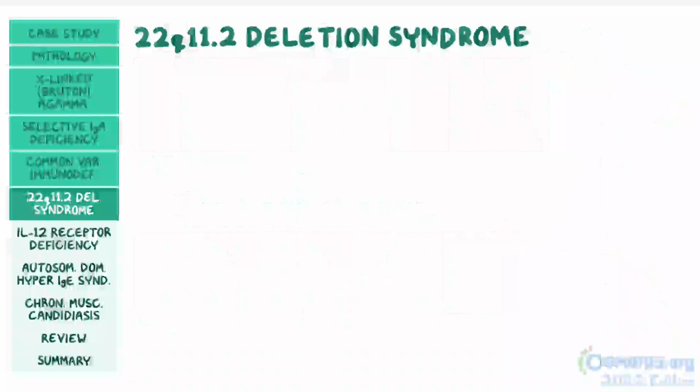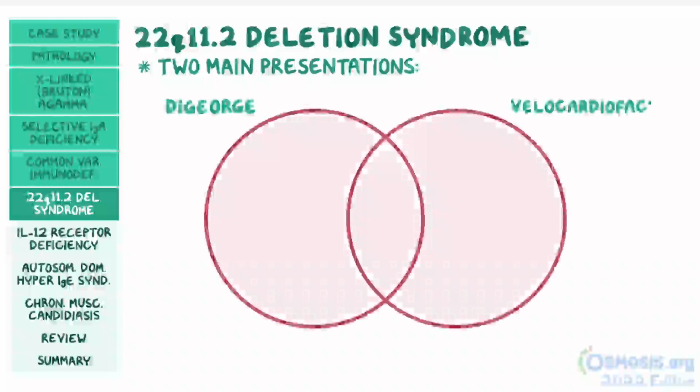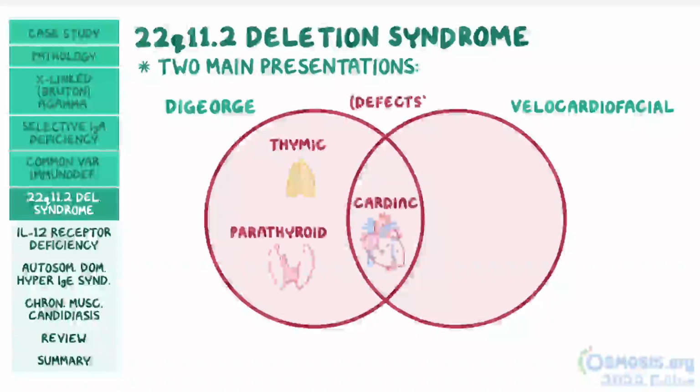As we said earlier, you must absolutely know that there are two main presentations of 22q11.2 deletion syndrome: DiGeorge and velocardiofacial syndromes. These have overlapping features, however, DiGeorge syndrome mainly presents with thymic, parathyroid, and cardiac defects, whereas velocardiofacial syndrome is mostly characterized by facial and, again, cardiac defects. And these are very high yield, especially DiGeorge syndrome.